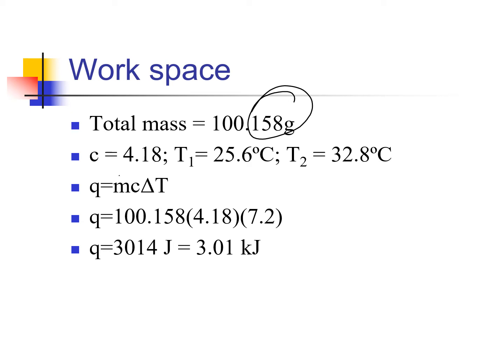We have our specific heat, we have our two temperatures, we have our delta T, it's the temperature difference between the two. I plug my numbers in, I get my answer, that's it. Now again, notice here temperature went up. That means the heat change of the solution is 3.01 kilojoules, which means the heat change for the reaction would be negative 3.01 kilojoules because, again, the reaction is opposite that of the calorimeter.